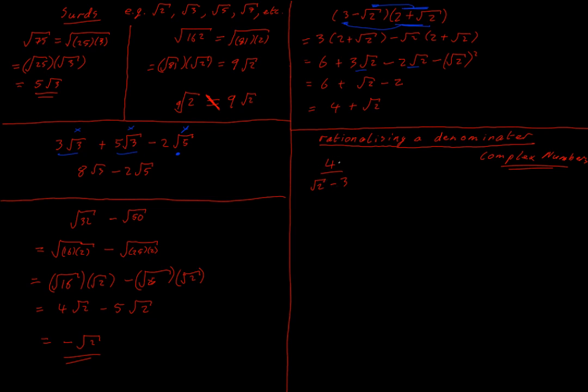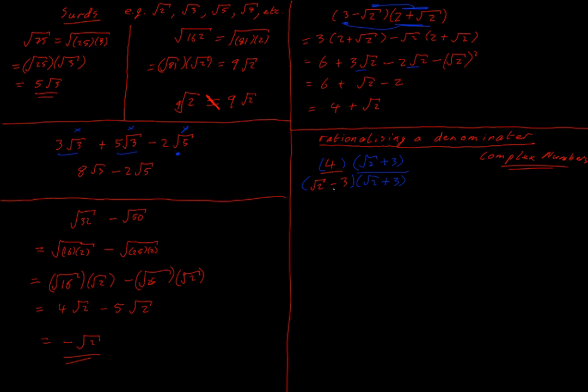Now, the way that we do this is effectively to create a difference of two squares type situation on the bottom. So rationalizing a denominator means get rid of the surd on the bottom of the line, get rid of the surd in the denominator. So what I'm going to do is create a difference of two squares type situation on the bottom line. This is just creating difference of two squares. That is the entire rationale of why I'm doing what I'm doing here.